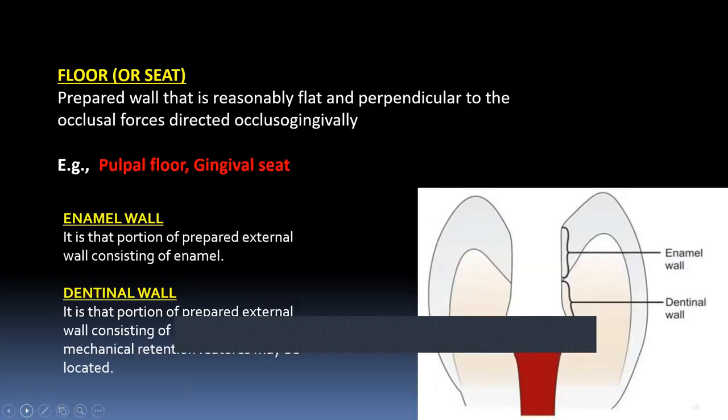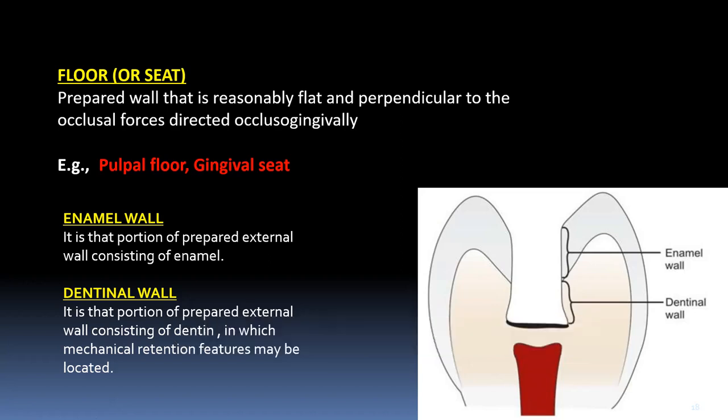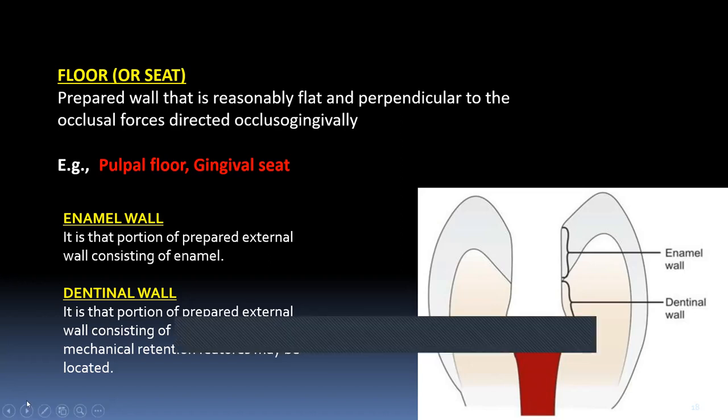Other terminology is the floor or seat. The floor means the prepared wall that is reasonably flat and perpendicular to the occlusal forces directed occluso-gingivally. So this can be the pulpal floor or the gingival seat as seen with the class 2 cavity. Then we have the enamel wall and the dentinal wall. Enamel wall, as the name suggests, is the portion of the prepared external wall consisting of enamel. And dentinal wall is the portion of the prepared external wall consisting of dentin in which the mechanical retention features may be located.